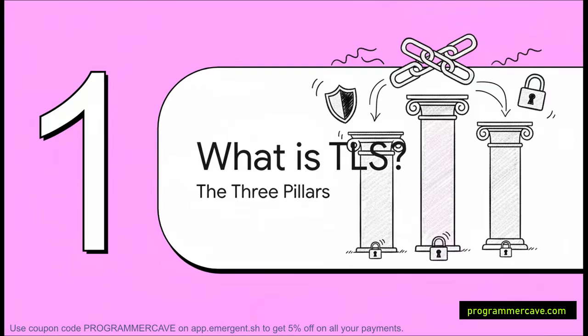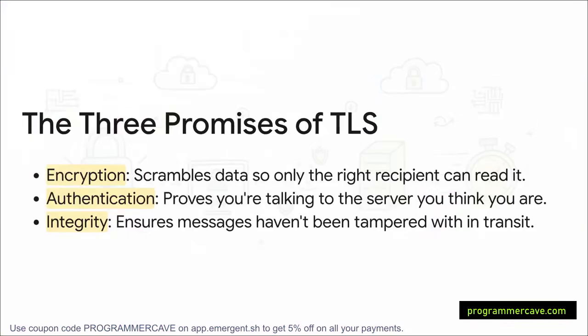Okay, to really wrap our heads around this, we need to understand the three fundamental promises TLS makes every time you connect. These are pretty much the pillars of all web security. So first up, you've got encryption. This just scrambles all the data so that even if somebody manages to intercept it, it's just a bunch of unreadable nonsense to them.